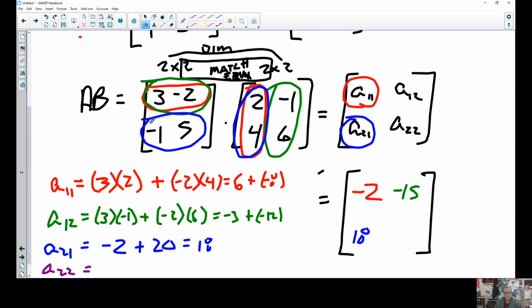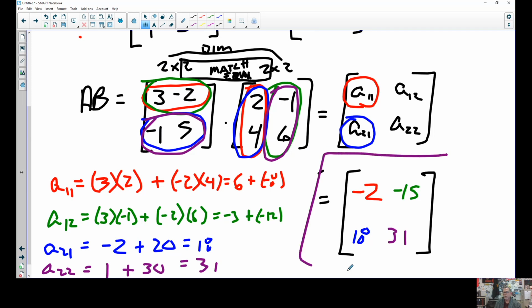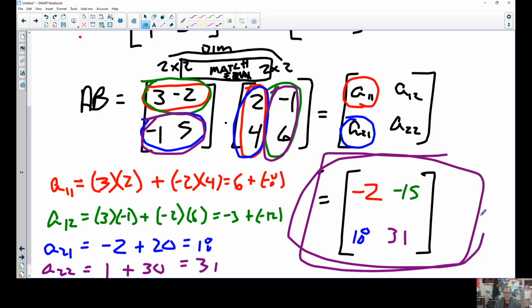So what do we do when we're doing A22, second row, second column? First element times first element gives me positive 1, plus second element times second element gives me 30. I get 31 there, and we have our resultant matrix. Okay, let's do one more.